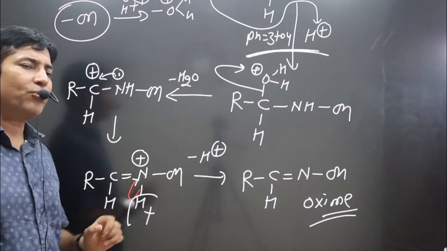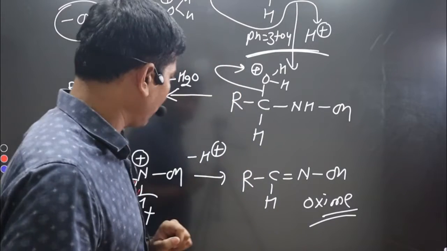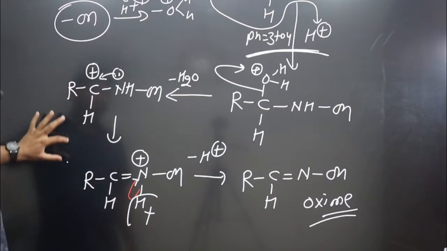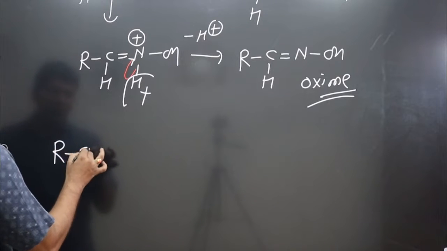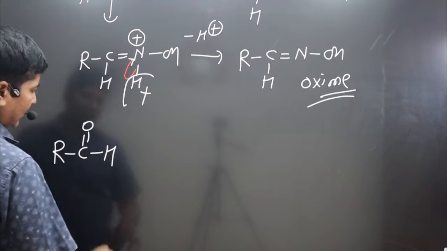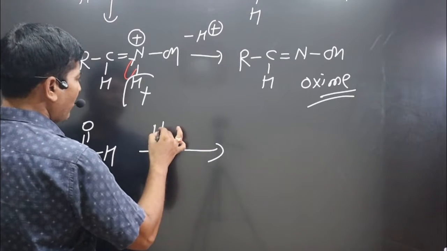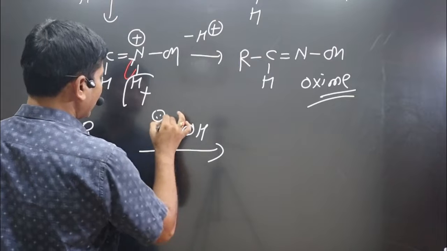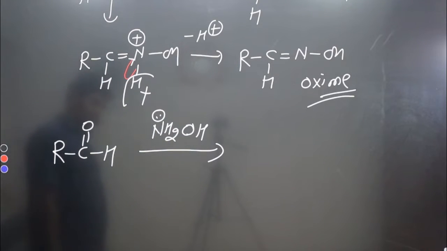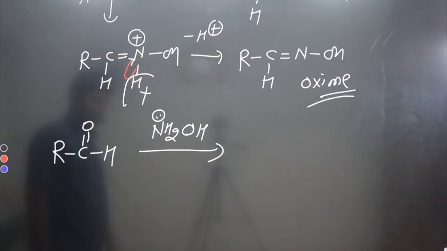Now the question arises here: why can we not carry out this chemical reaction in a strong acidic medium? Let me explain. Let's say we have the carbonyl compound, this is RCHO, and we have hydroxylamine, which is a better base. It has a lone pair, and a hydroxyl group is also there.